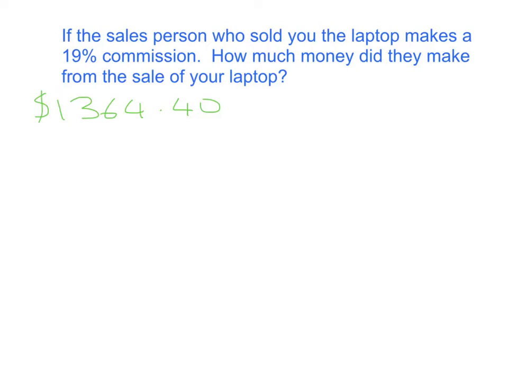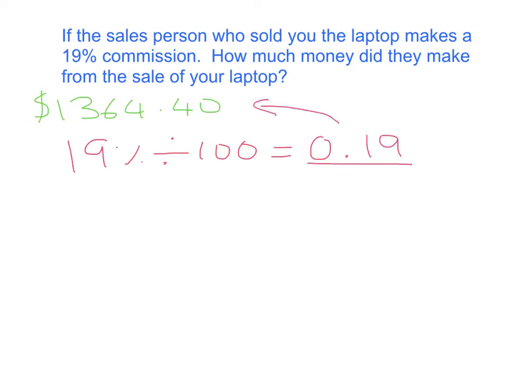Okay, welcome back. Now I'm going to show you what we did. So if this was my cost price, I took my 19% and I turned it into a decimal. So again, I divided by 100, and when I divided it by 100, I got 0.19. So 0.19 is the number I'm going to use to multiply into my cost price. So if my cost price for this laptop was $1,364.40, I am multiplying it by 0.19.